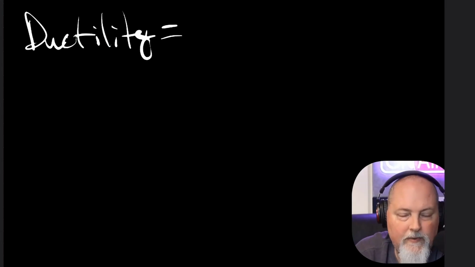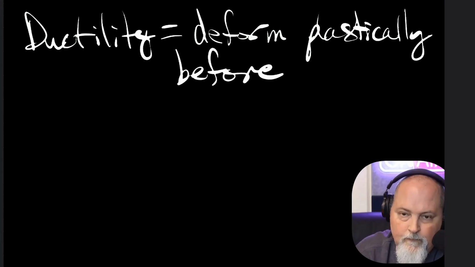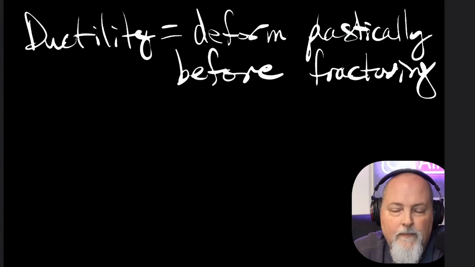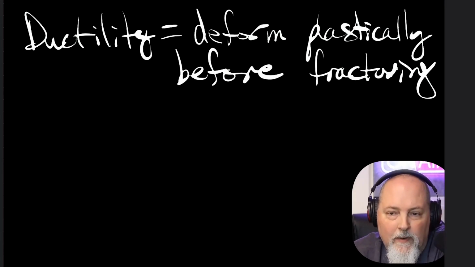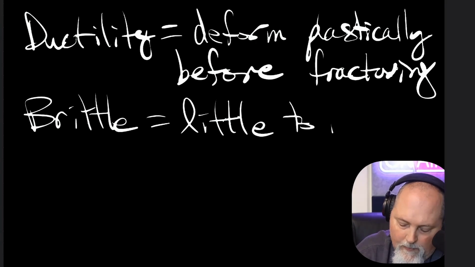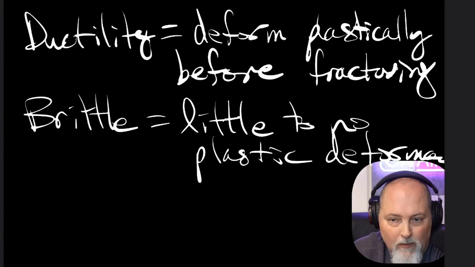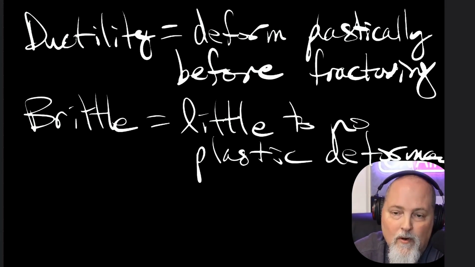So ductility is the ability to deform plastically before fracturing. And so a brittle material will break with very little plastic deformation. So if it's brittle, little to no plastic deformation. So in our reactor systems, we don't want things that are extremely brittle. We want things that are very ductile, that have room for deformation before it fractures.